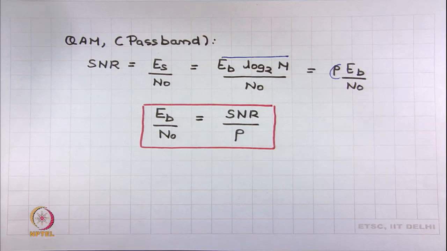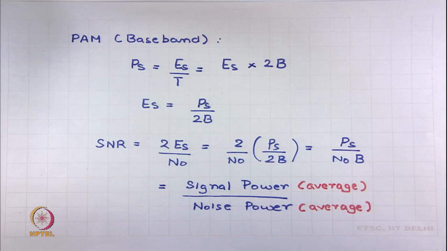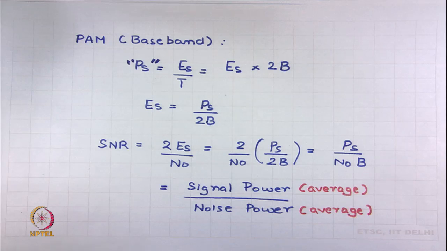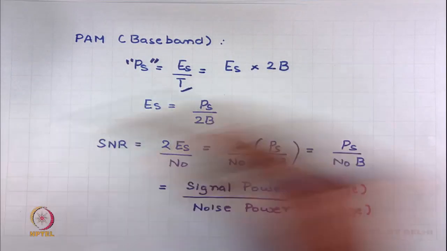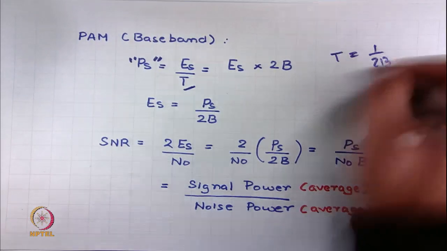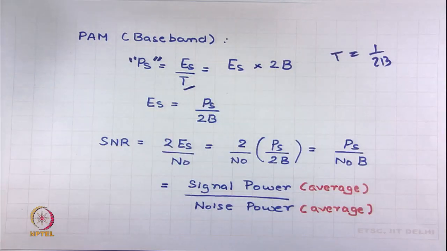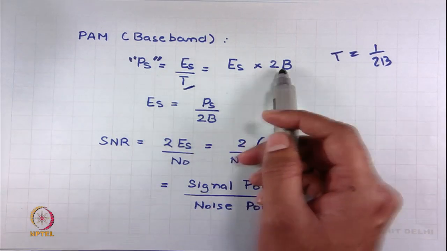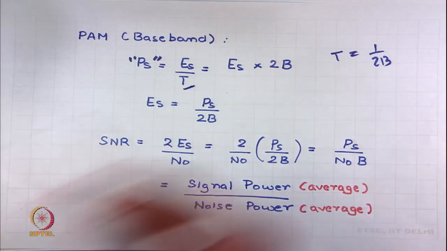All right. Let us derive another relationship. The power of the symbol is Es by T, energy divided by the total duration. For PAM at baseband, T is 1 by 2B, where B is the bandwidth that is required. So power of the symbol is Es times 2B. So Es is Ps by 2B.